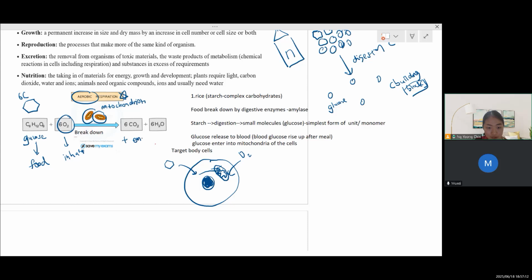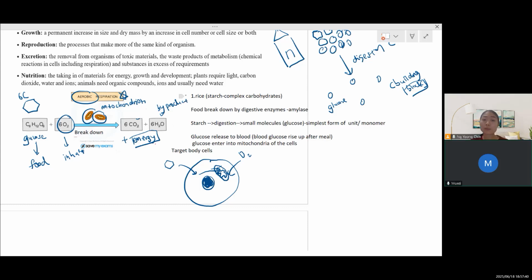So this is the energy. Have you heard about ATP energy before? No. Okay, you just need to know here is energy. Energy is released from this aerobic respiration process, together with carbon dioxide and water as the byproducts.